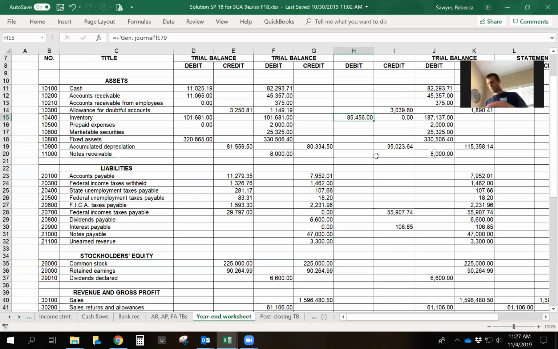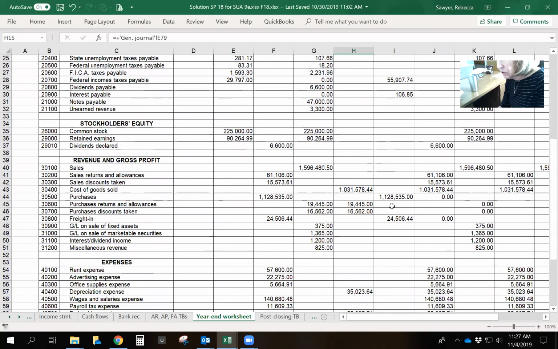Okay, where did we go wrong? So you just subtracted the difference. Yeah, just the difference. That's part of your adjusting entry. The other part, you close out purchases, returns, discounts, and freight in. You zero them out. See their balances, 1,128,000. You credit it for 1,128,000. Returns, credit 1945, so your entry is to debit 1945. So you're zeroing out all these, and whatever you need to balance is your debit to cost of goods sold.